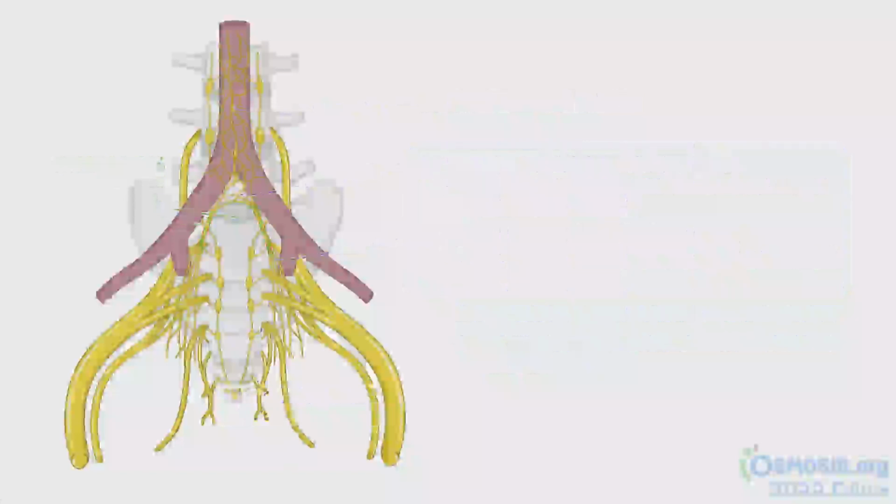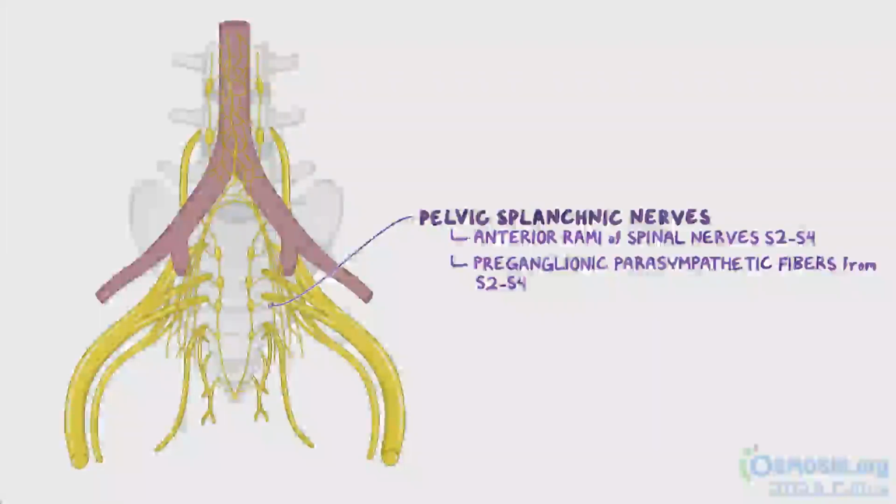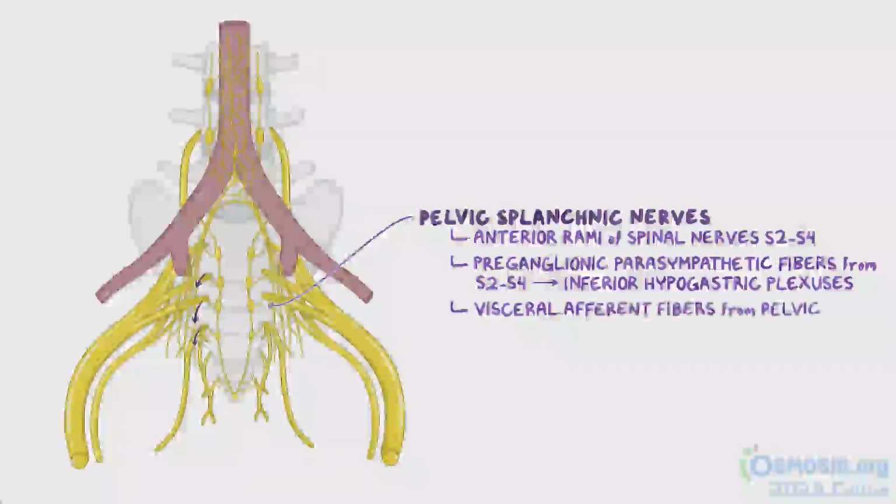Finally, there are the parasympathetic nerves called the pelvic splanchnic nerves, which arise from the anterior rami of spinal nerves S2 through S4. These nerves carry preganglionic parasympathetic fibers from spinal cord segments S2 through S4 to the inferior hypogastric plexuses, which carry these fibers to various pelvic viscera. Also, the pelvic splanchnic nerves carry visceral afferent fibers from pelvic viscera to the sensory spinal ganglia of spinal nerves S2 through S4.